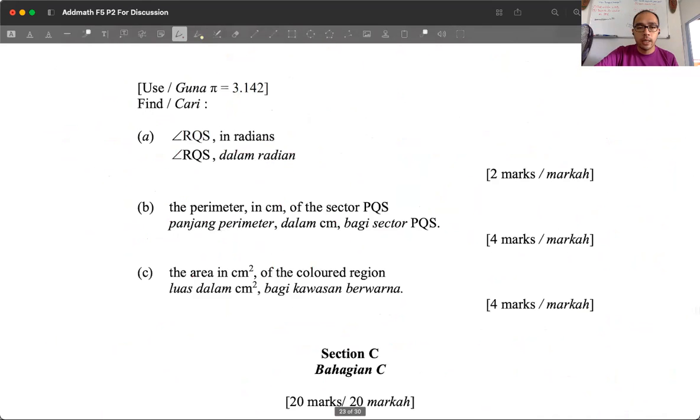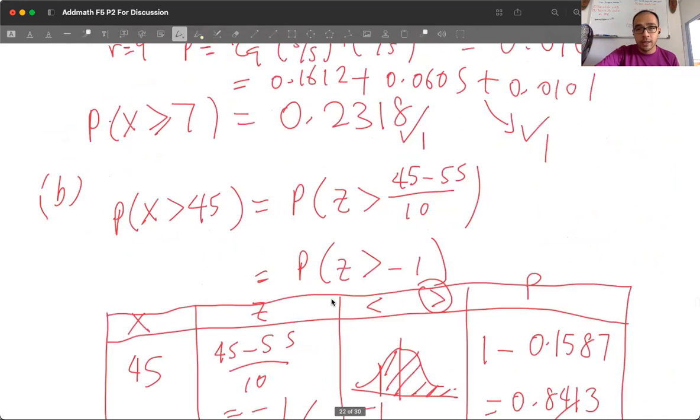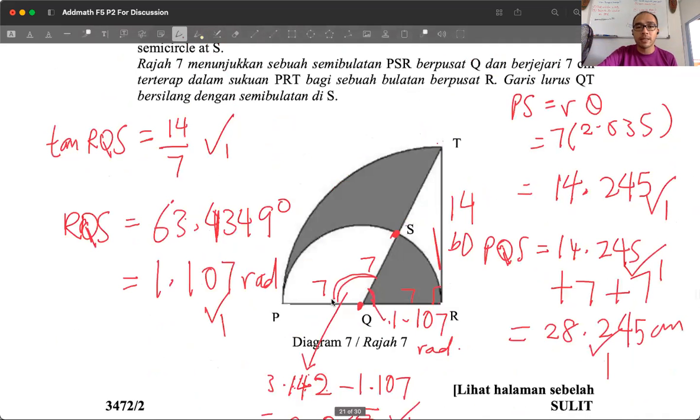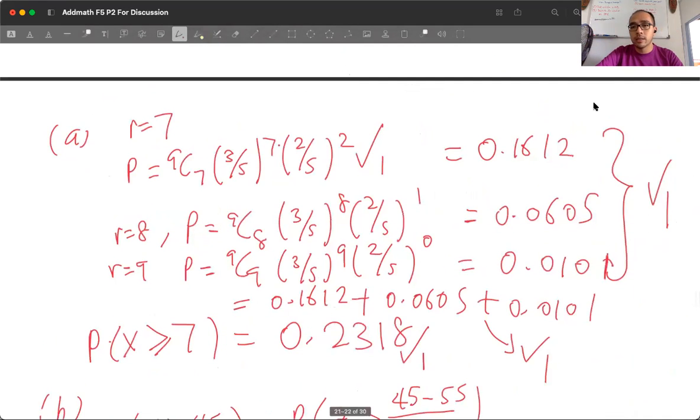Alright. Area of the colored region. Now this is also 4 marks, but it's a very ridiculous 4 marks lah. You know what? Let me rub this off because I'm going to need all this space. Oh no, this is going to take forever.